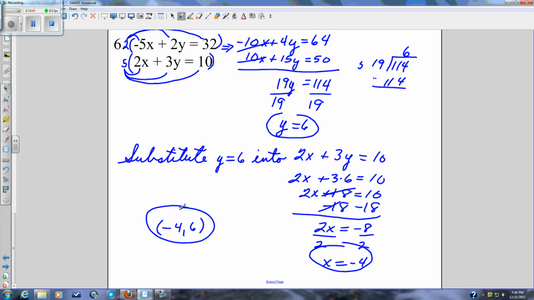And if you notice, there are some more problems listed on your outline. Those are what we're going to be working on when you come into class for the next class.